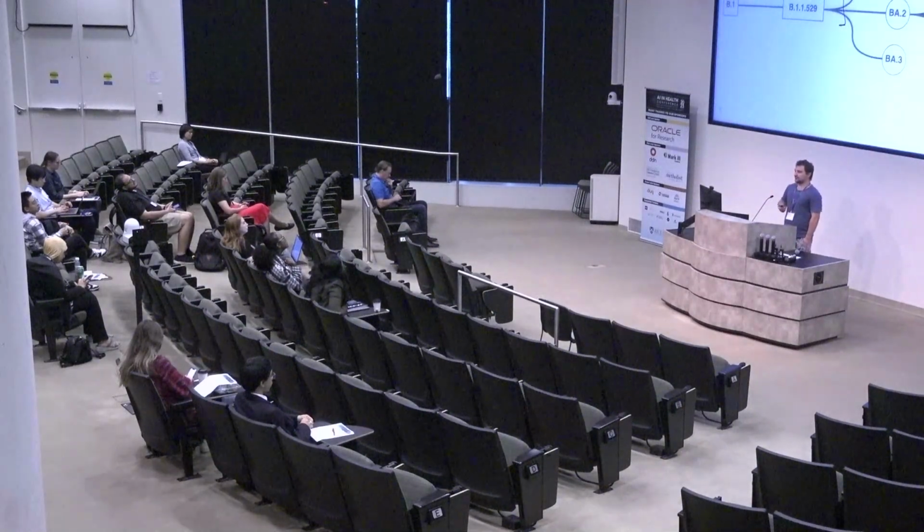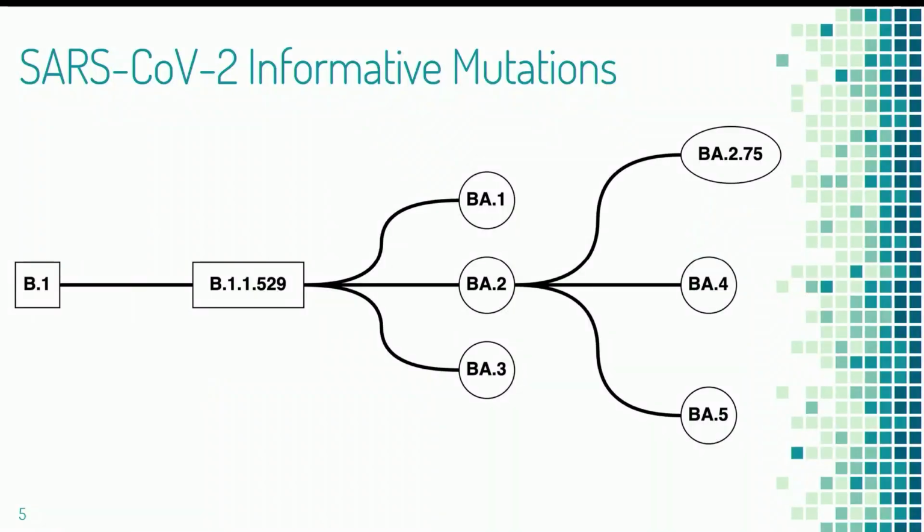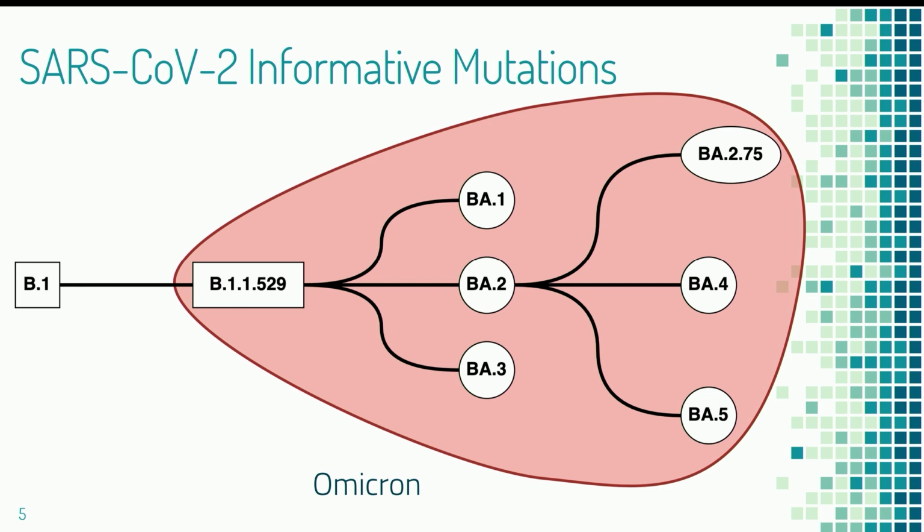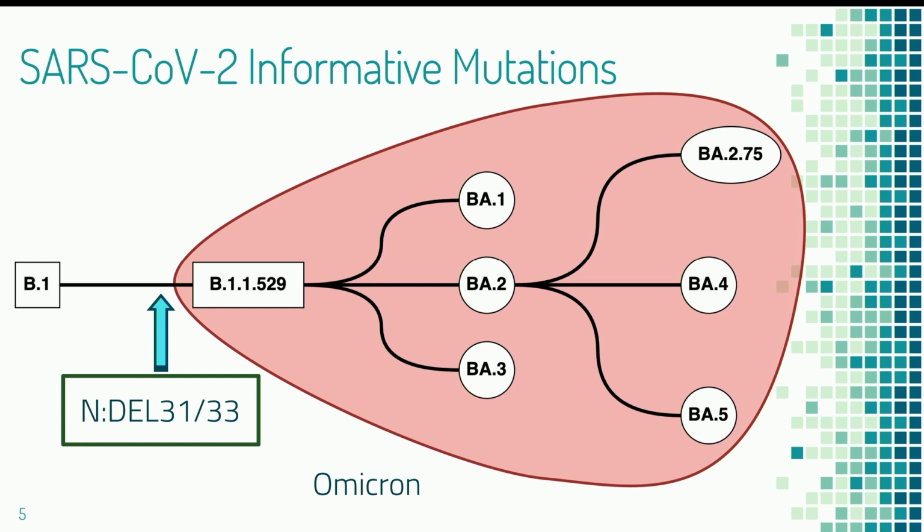In terms of tracking particular lineages of interest, we need to keep in mind that there are some mutations that are informative and some that are not. And that is always context dependent. So what do I mean by that? As you can see, B.1 is the originating lineage of SARS-CoV-2, and we have this big clade that we give the broad name Omicron. This deletion in the nucleocapsid gene, between amino acids 31 and 33, is very much a signature deletion for the Omicron lineage.